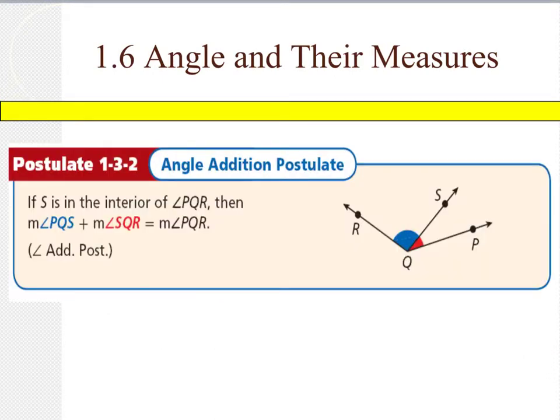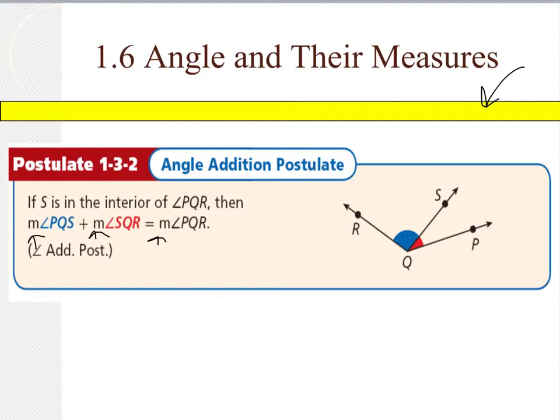All right, moving on. We are going to learn one postulate today. This is the angle addition postulate. Please write this down, pause, and then I'll explain. It says, if S is in the interior of angle PQR, then the measure, that little m right there, on each of these means measure. The measure of angle PQS plus the measure of angle SQR is equal to the measure of angle PQR.